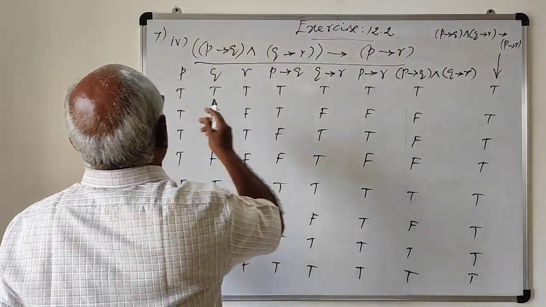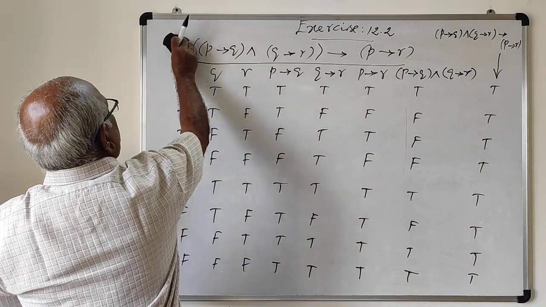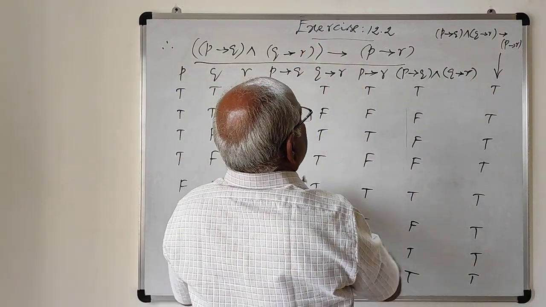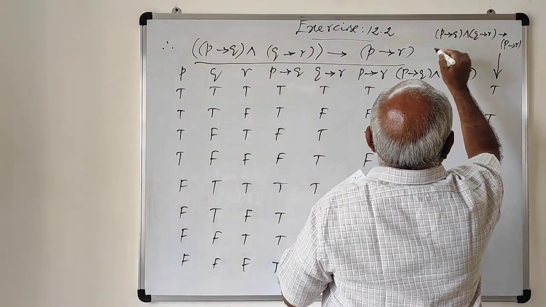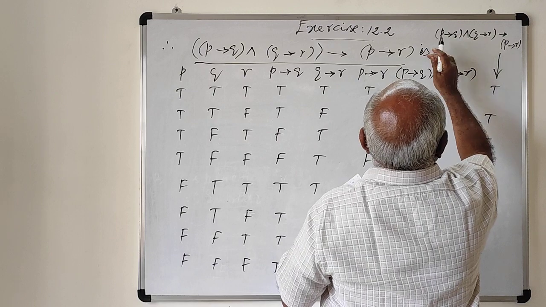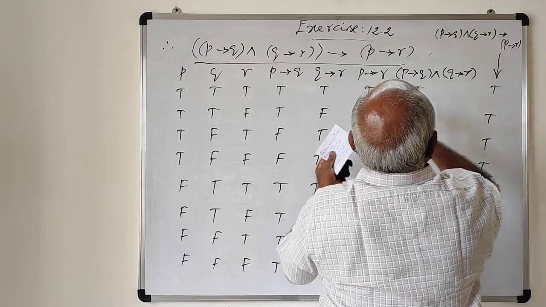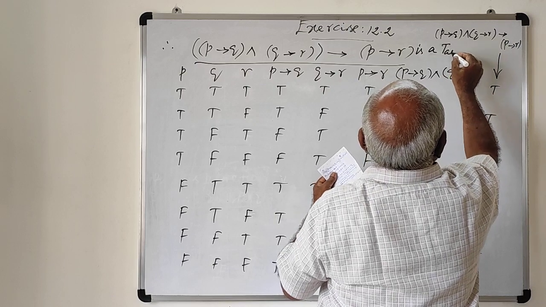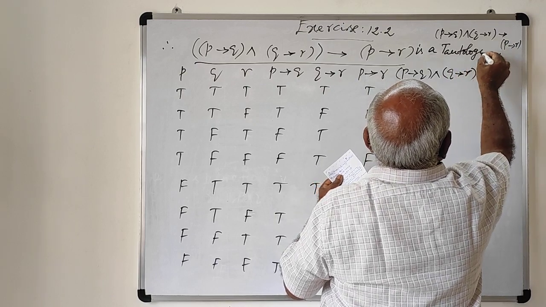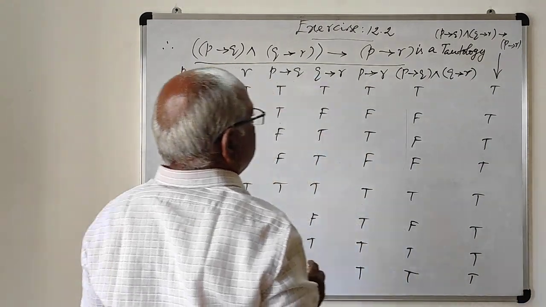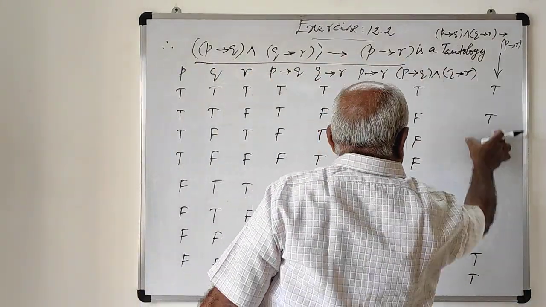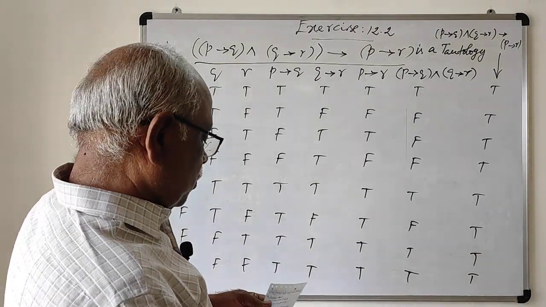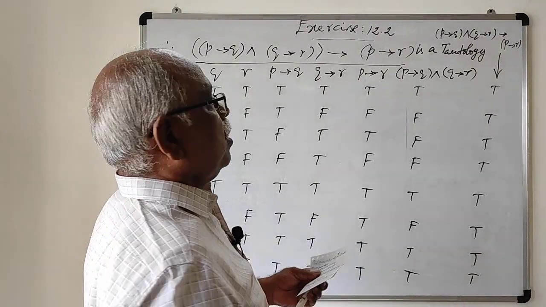Therefore, P tends to Q, conjunction Q tends to R, tends to P tends to R is a tautology. The final column consists of all T, therefore the given statement is a tautology. That's all about problem 7. Next we will go to problem 8.